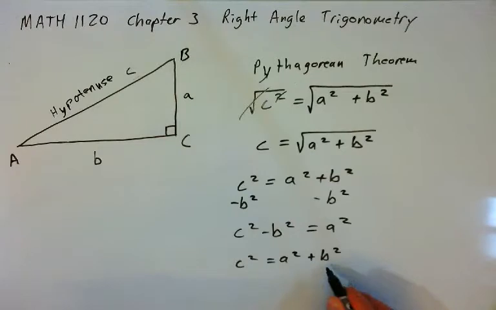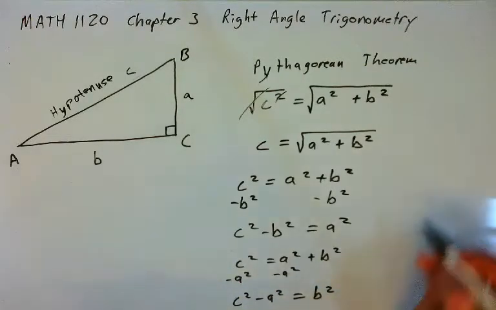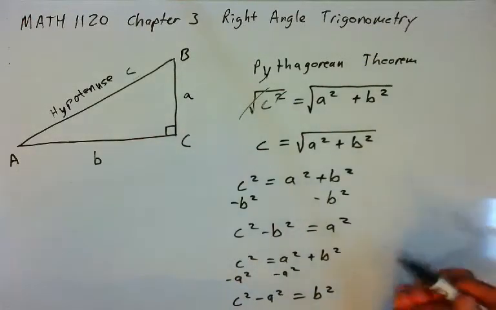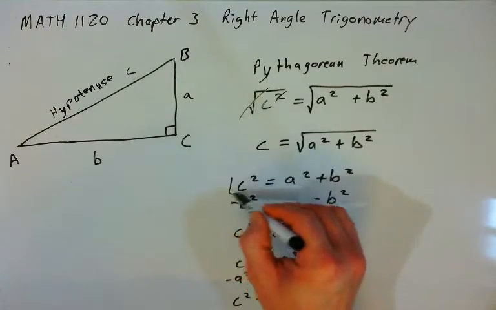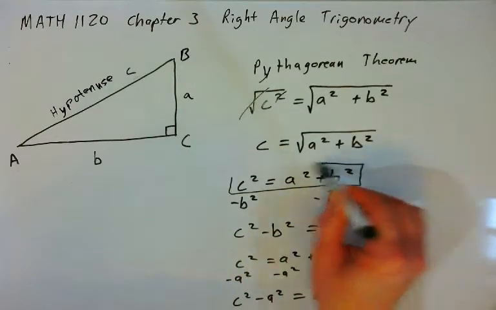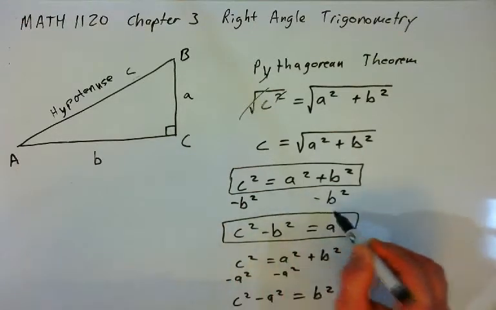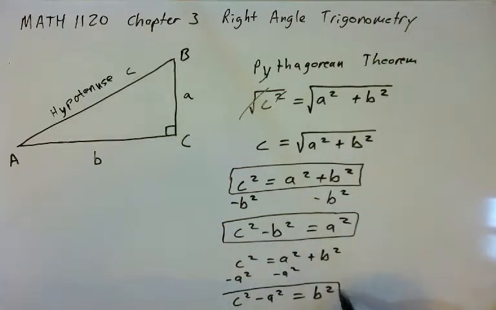Maybe we're interested in b, and so I'll subtract a squared from both sides. And so we will get c squared minus a squared is equal to b squared. And so these are all forms of the same theorem, okay? Original Pythagorean theorem says c squared is equal to a squared plus b squared. Or we could say that a squared is equal to c squared minus b squared. Or we could say that b squared is equal to c squared minus a squared.